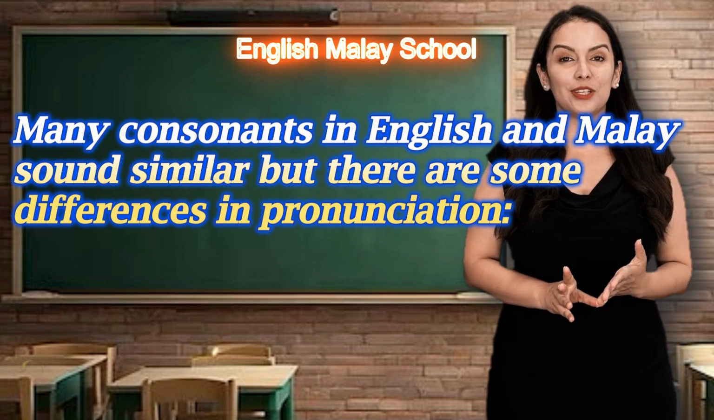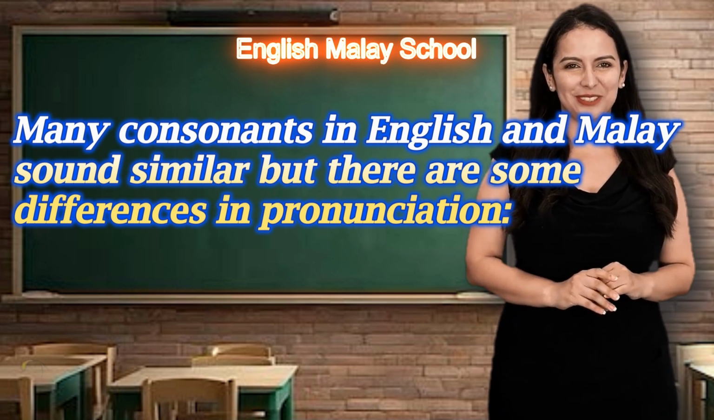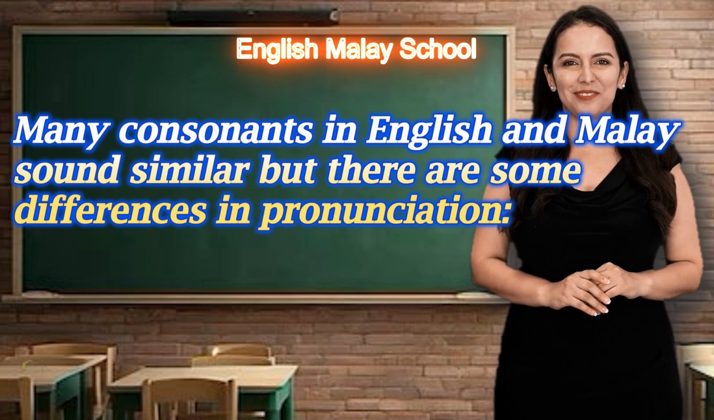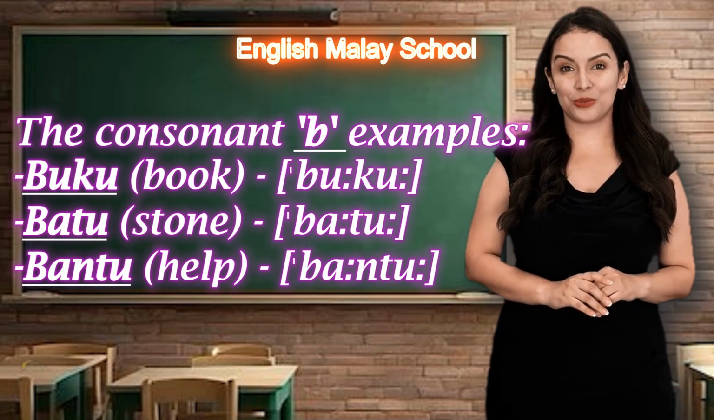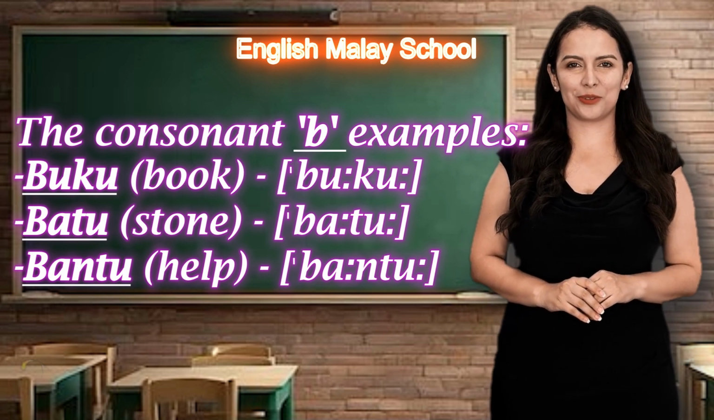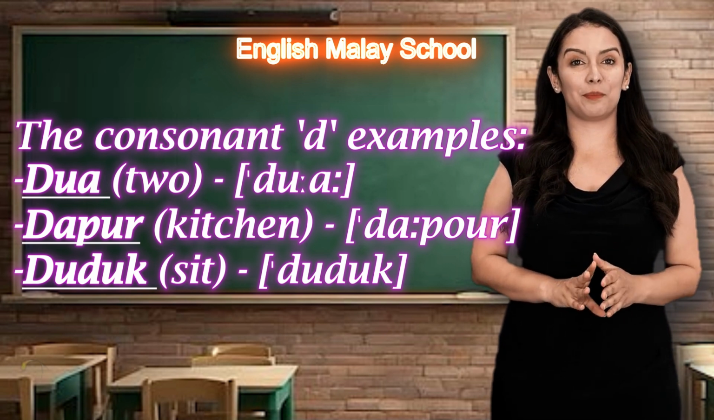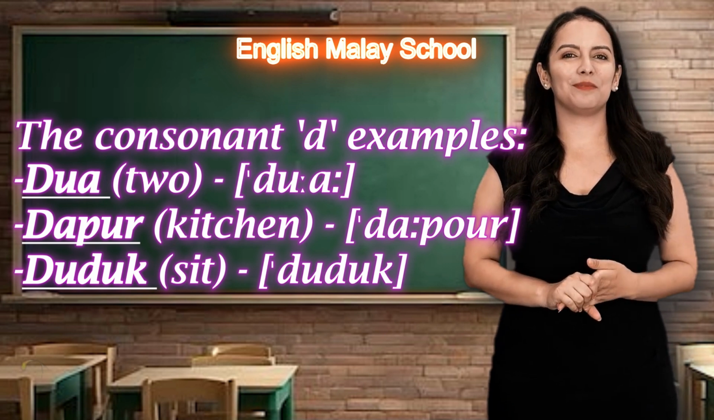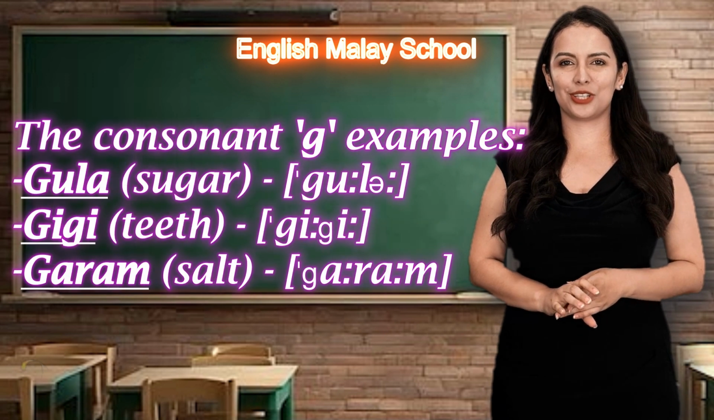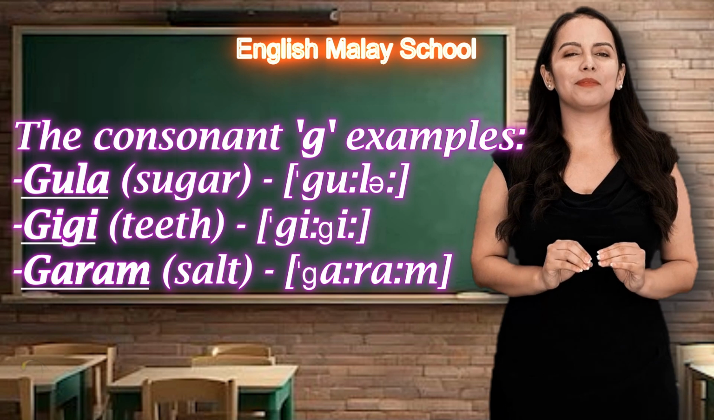Many consonants in English and Malay sound similar, but there are some differences in pronunciation. The consonant B, for example, buku, batu, and bantu. The consonant D, for example, dua, dapo, and duduk. The consonant G, for example, gula, gigi, and garam.